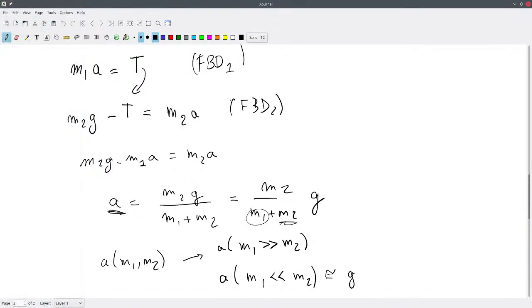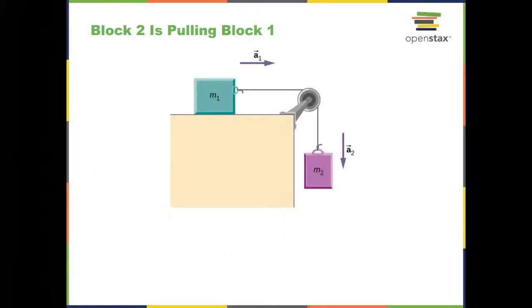If m1 is much greater than m2, now the acceleration will be approximately equal to 0, because m1 will be much greater than m2, so we'll get a small number divided by a large number. So the acceleration will be 0. Well, if m1 is much greater than m2, then we essentially have a very heavy block here and a very light block, and the light block won't be able to pull the heavy block. So both of those conclusions actually make a lot of sense.